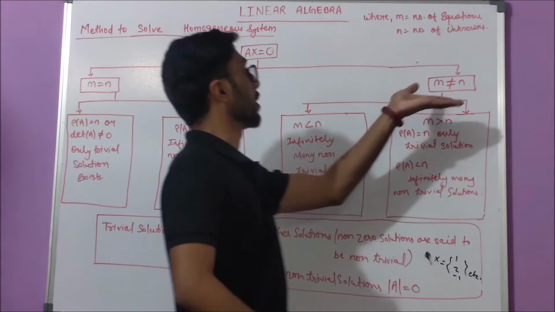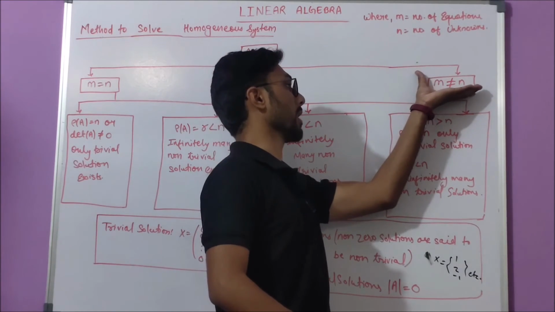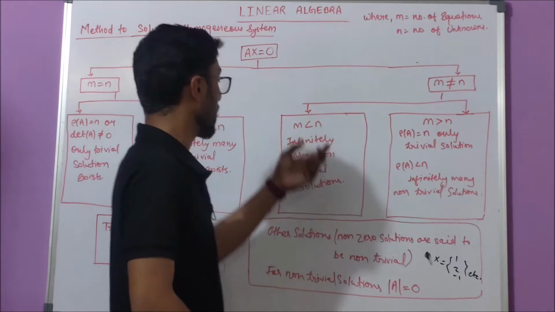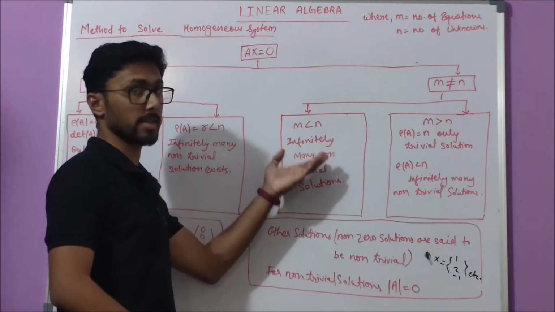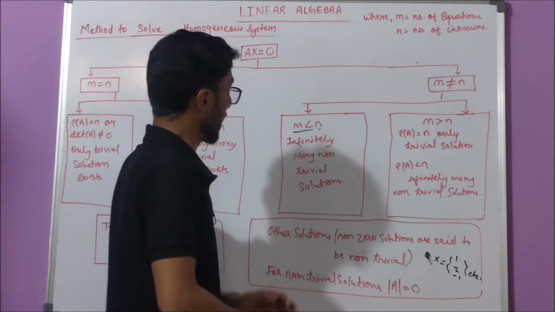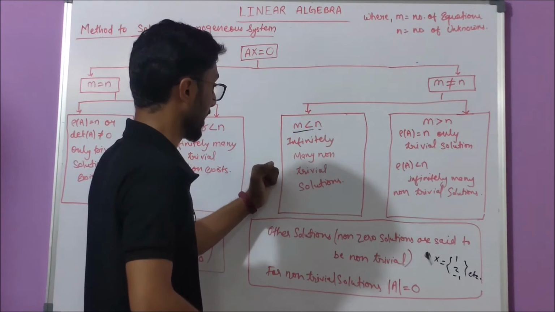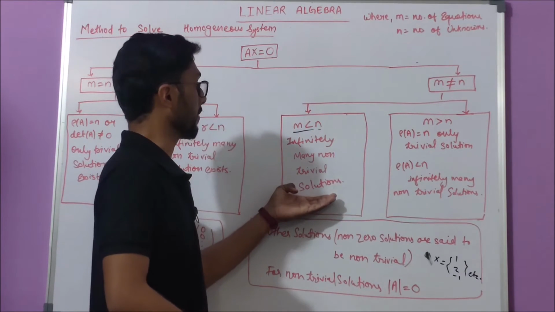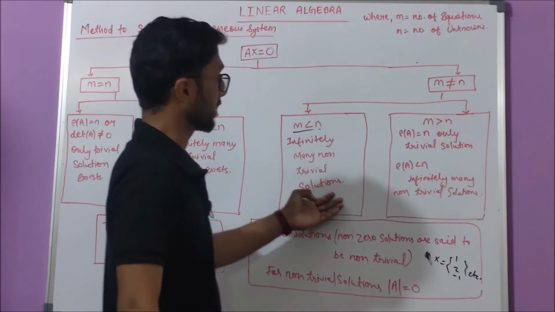Now if the number of equations and number of unknowns are different, not equal, then there are two cases. The first case is if the number of equations is less than the number of variables, then infinitely many non-trivial solutions exist.